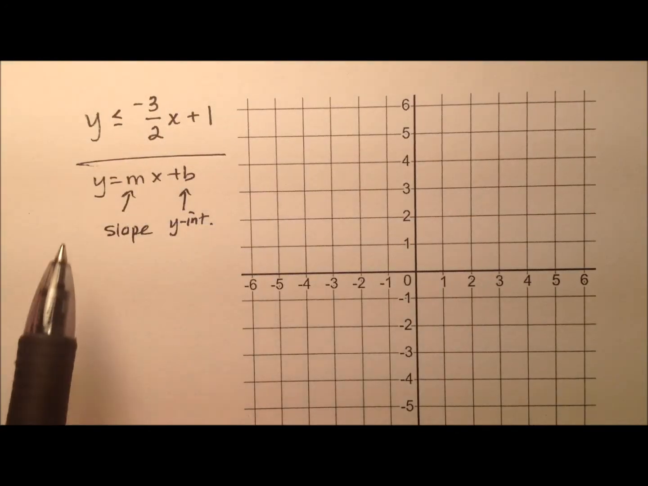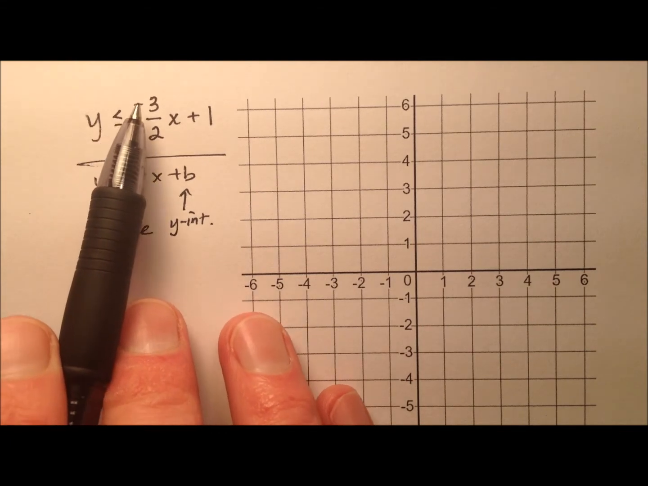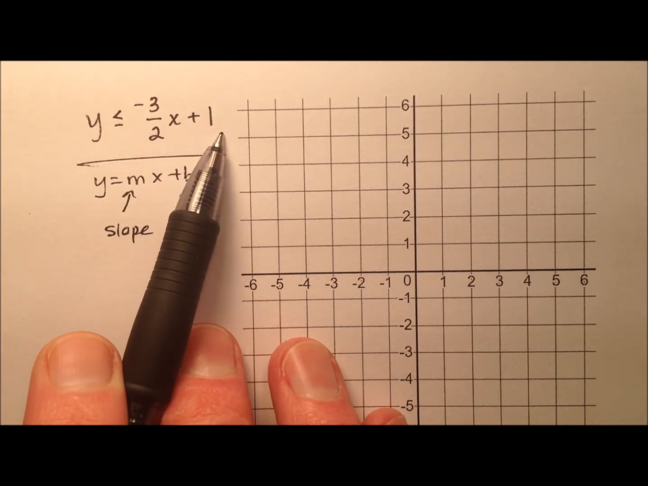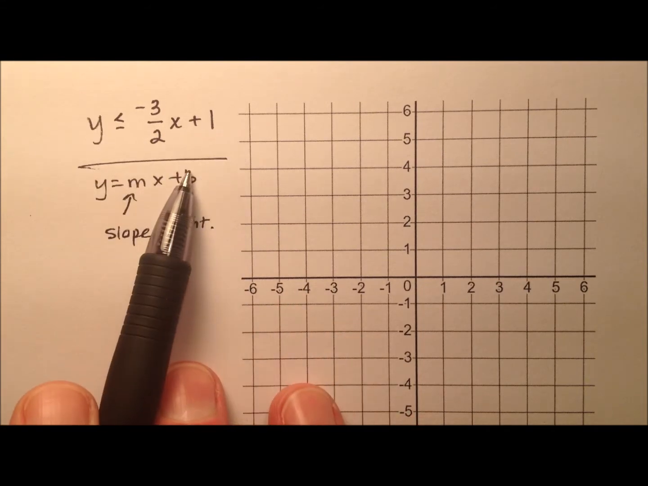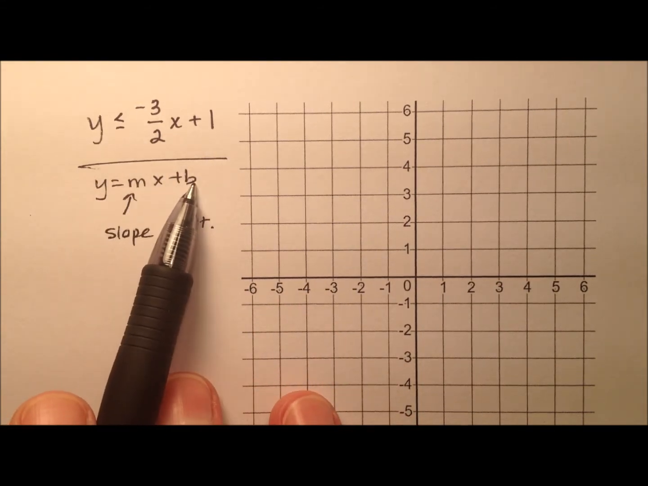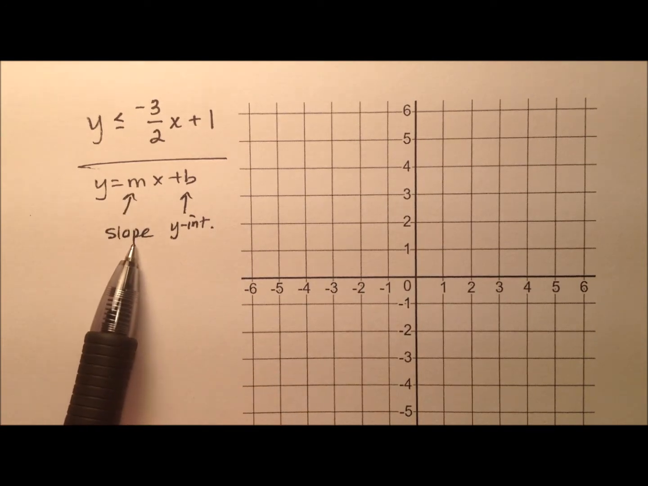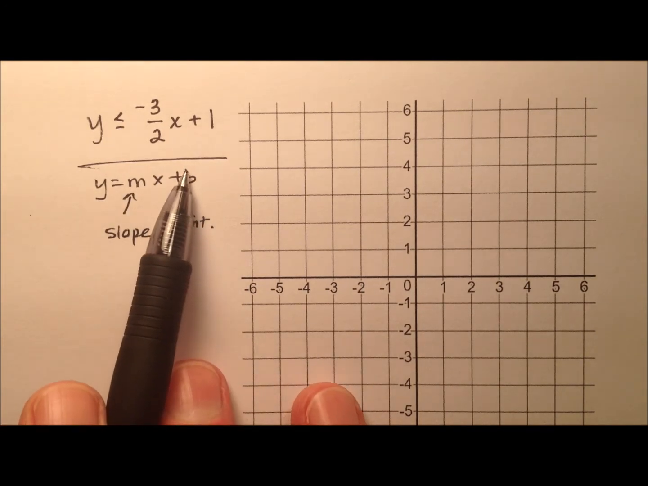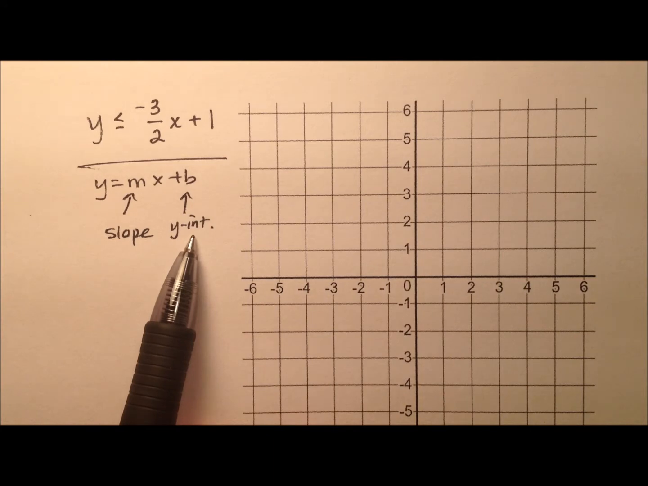In this first example, we have y is less than or equal to negative 3 halves x plus 1, and it looks like this is in slope-intercept form. Remember, slope-intercept form is y equals mx plus b, where m is your slope, or your rate of change, and your b value is your y-intercept, or when you're graphing it, your starting point.